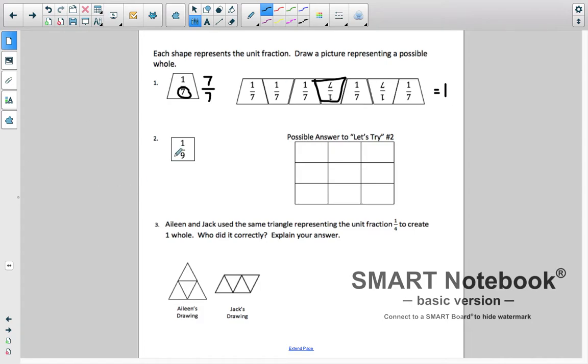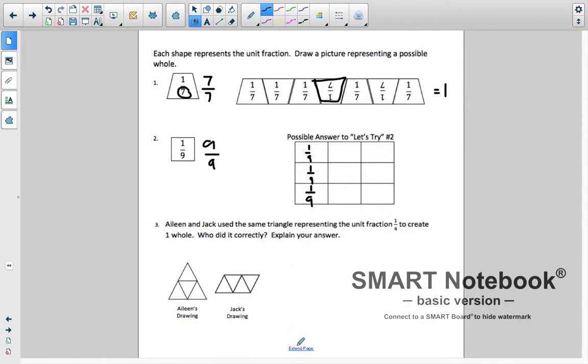So let's look at number 2. We have to get to 9/9 for it to equal a whole. That means that it needs to be 9 pieces. So let's see our possible answer here. So 1, 2, 3, 4, 5, 6, 7, 8, 9. They have 9 pieces and each piece is going to equal 1/9. Now I'm not going to write 1/9 in every single one because that's going to take too long. All right, so each piece does equal 1/9. All right, and they all equal the same size.